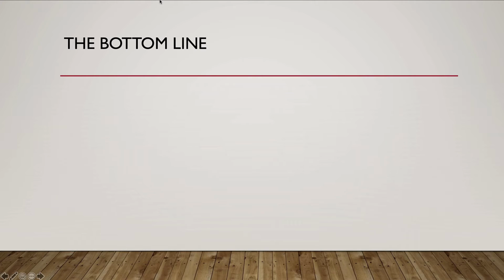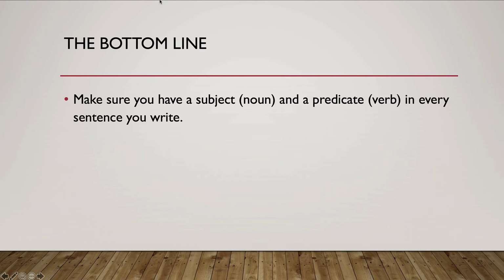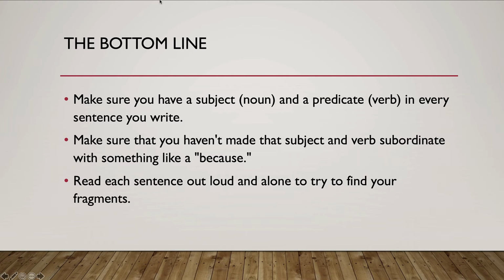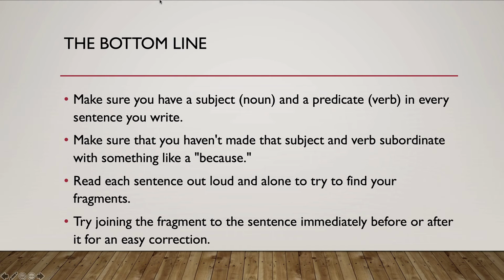So what's the bottom line here? Make sure you have a subject, noun, and a predicate, verb, in every sentence you write. Make sure that you haven't made that subject and verb subordinate with something like a because. And read each sentence out loud and alone to try to find your fragments. Finally, try joining the fragment to the sentence immediately before or after it for an easy correction.